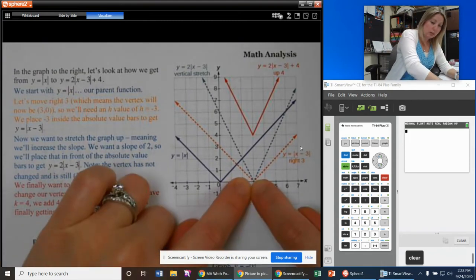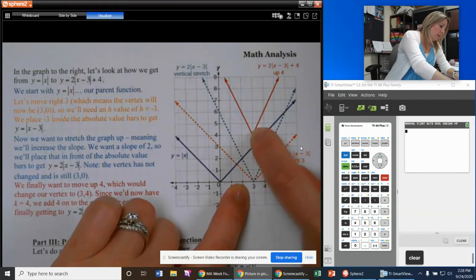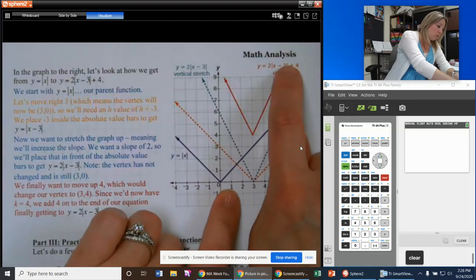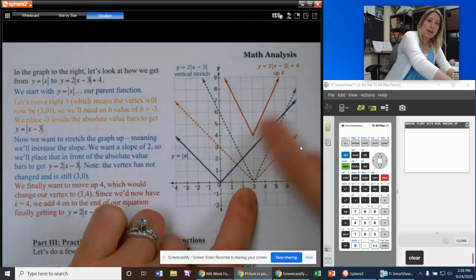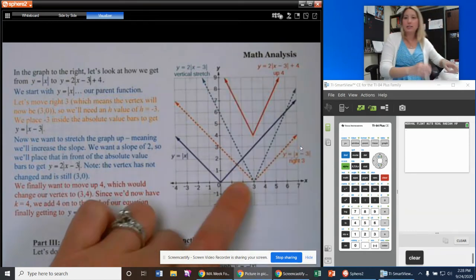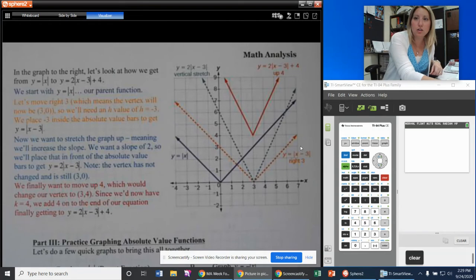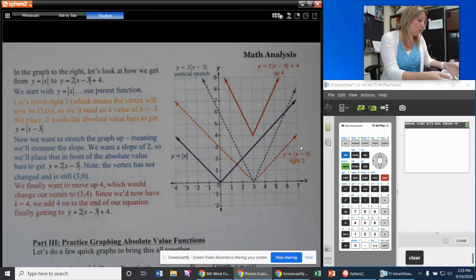Last, let's move this vertex up. And we go up 4 to get right here. Look what we did. We added 4 on the outside. So now our vertex is 3, 4. Right there. Boom. 3, 4. That's how we move this. That's how we get from that parent function to those mini changes in the equation, getting us to that new absolute value function, moving it around.